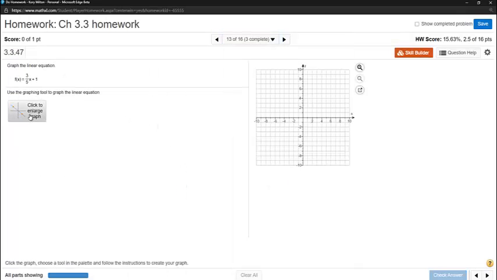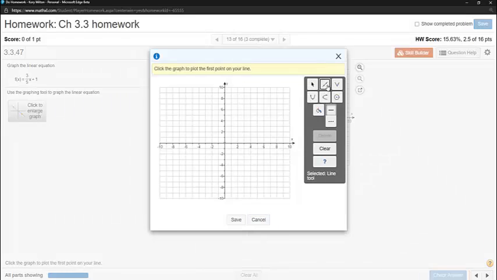Alright, now we have to graph the linear function, and we're going to have to do this using slope-intercept form. So it's using y equals mx plus b. So my first point is 0, 1, because that's the y-intercept. And then I'm going to go up 3, so 1, 2, 3, right 5.